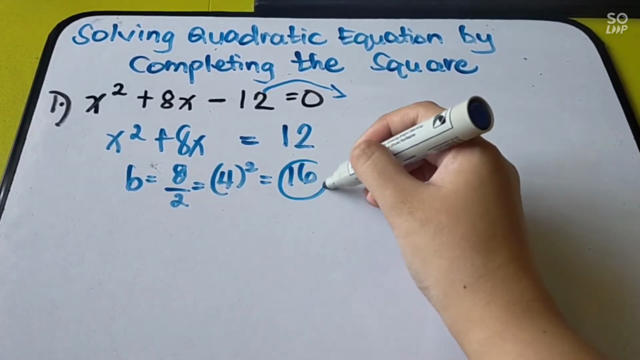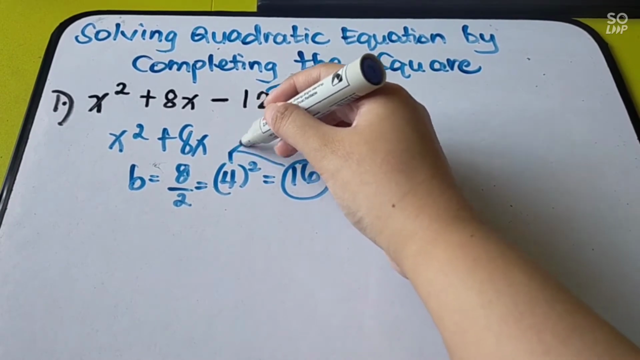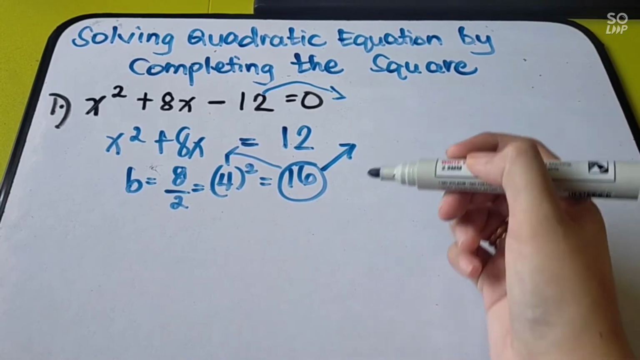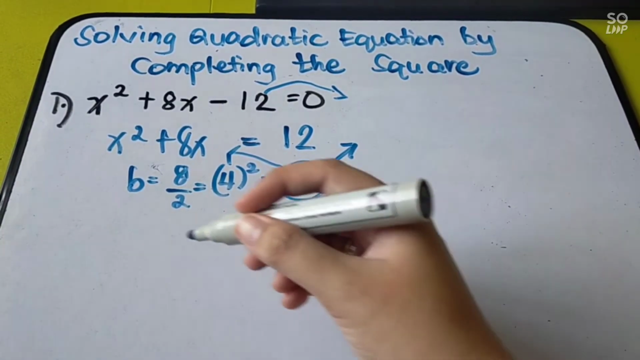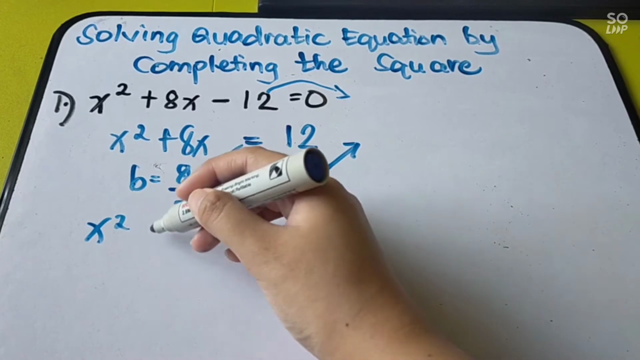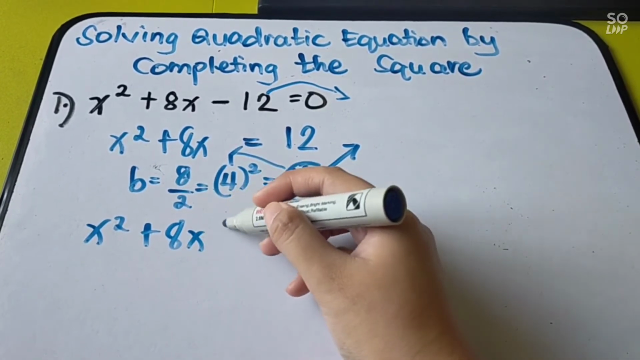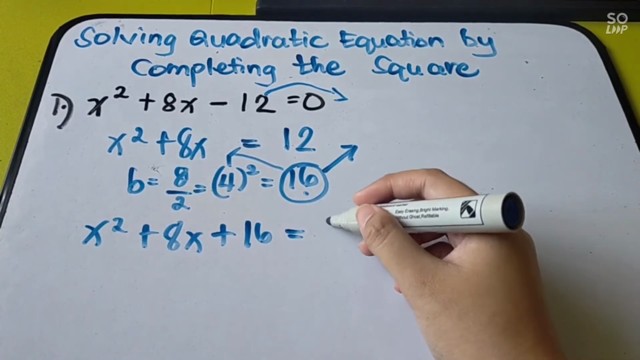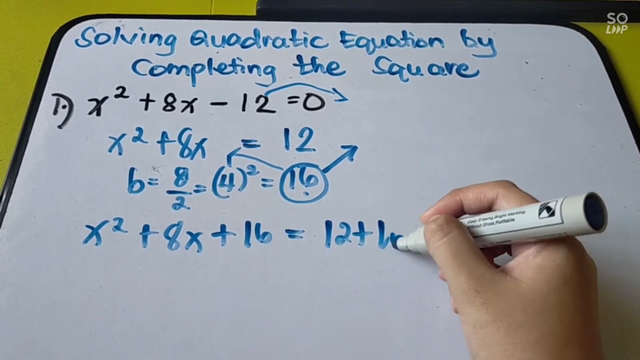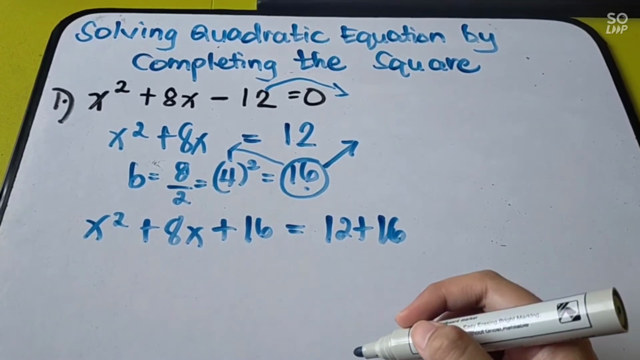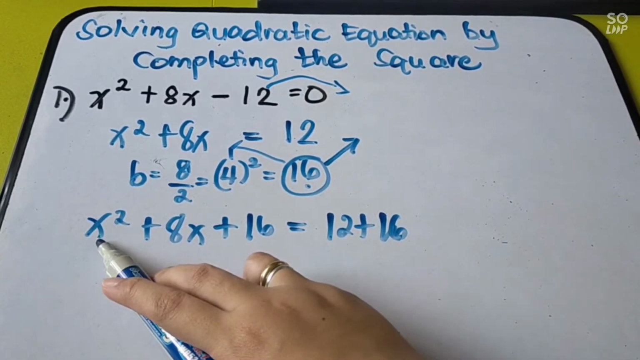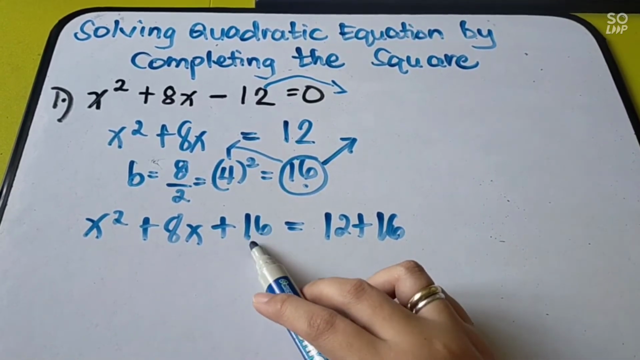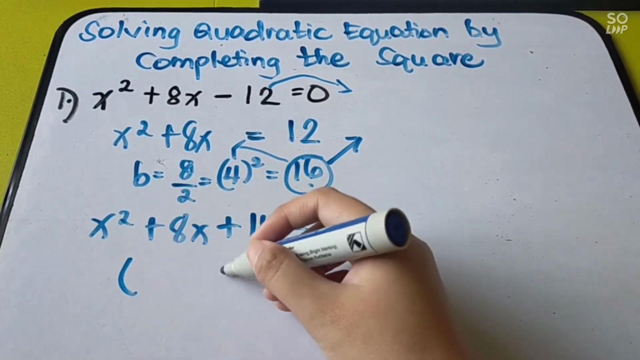Etong 16 na to, i-add mo ngayon sa left side. Pag nag-add ka sa left side, kailangan mag-add ka rin sa right side. Is it clear? So, we have now x squared plus 8x plus 16 is equal to 12 plus 16. Next step. We have here x squared plus 8x plus 16. This is already a perfect square trinomial, kaya pwede na natin siya i-factor.